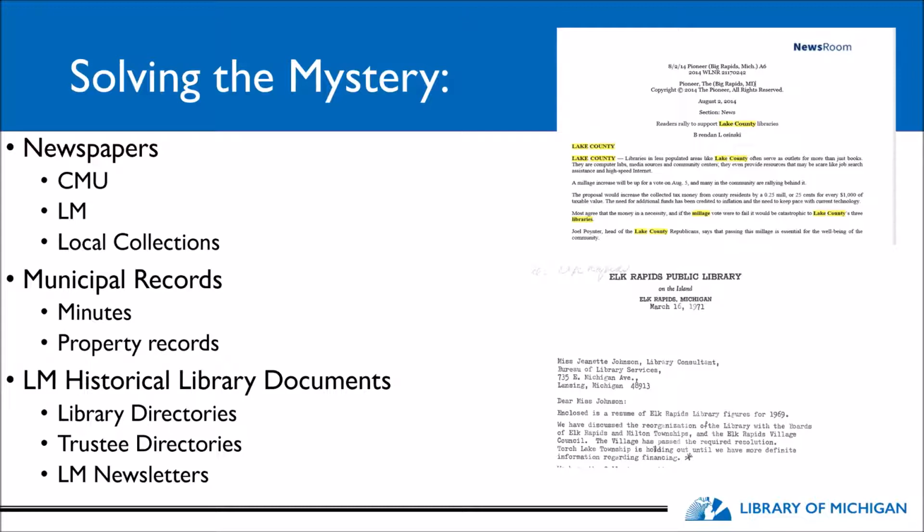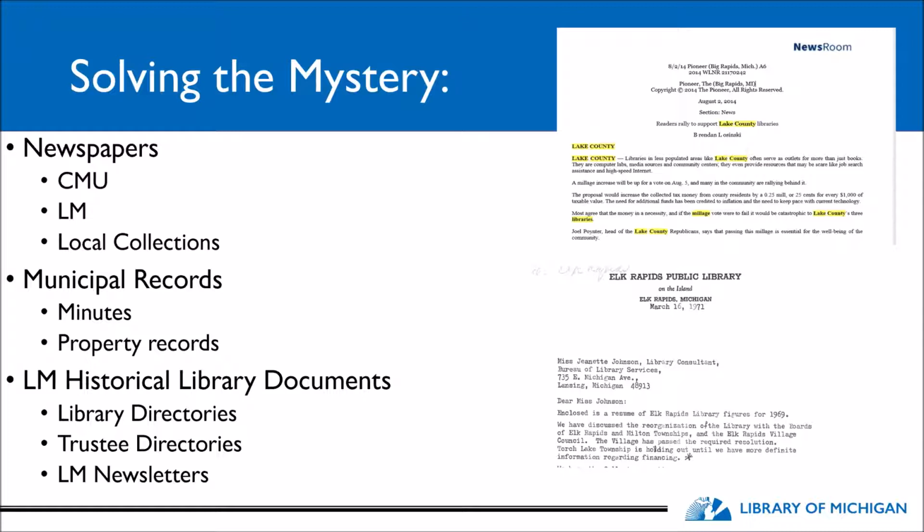As I said before, we have a lot of historical documents here. We have library history documents. We have old library directories. We have old trustee directories. We have old Library of Michigan newsletters reaching all the way back to the 1920s. And in some cases, we have a few even before that, where you can look at, was my library listed in this library directory from 1938? If it wasn't, well, when did it first get listed? So you can start with 1938 and keep going forward until you see the first time your library is listed.